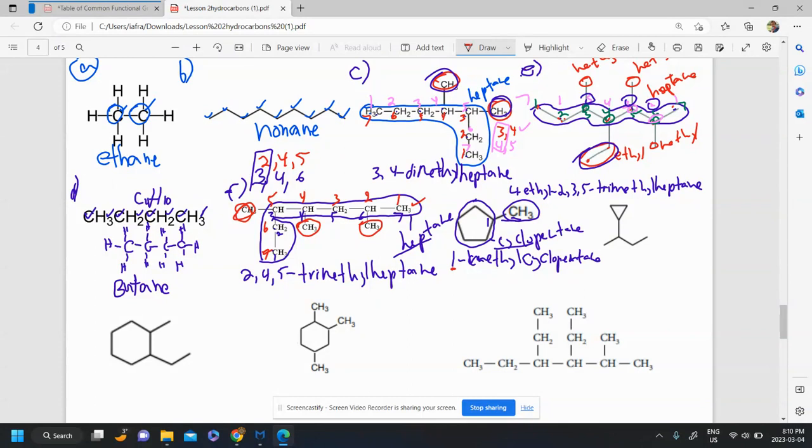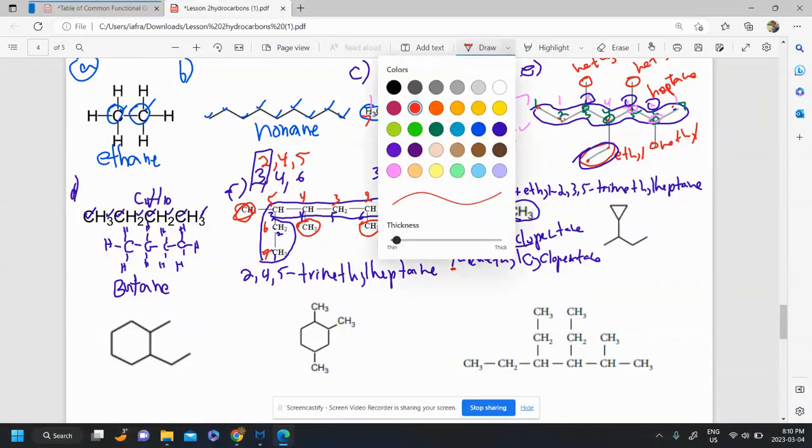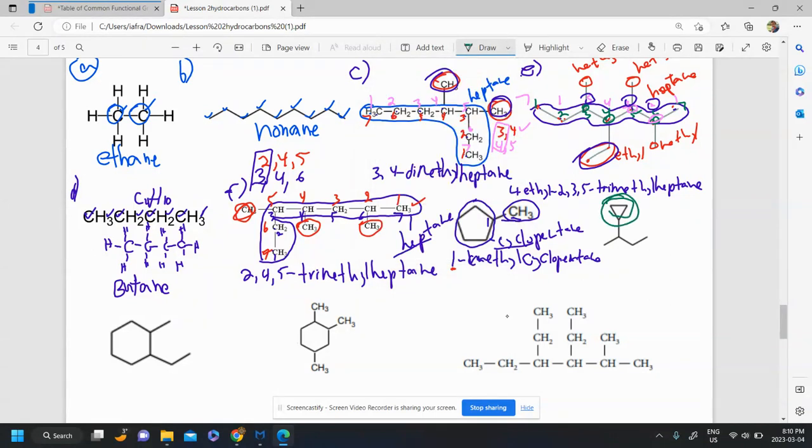So our next example, as usual, try to pause the video first and then try it, then check. So notice there's a ring, but a ring is not our longest chain this time. This is our longest chain over here. So this time the ring is a substituent and the longest chain is not a ring. It's a linear chain. So for the linear parent chain, we have a butane chain.